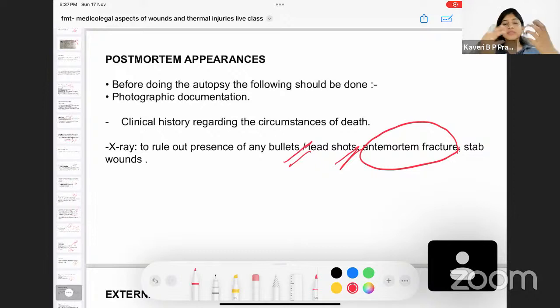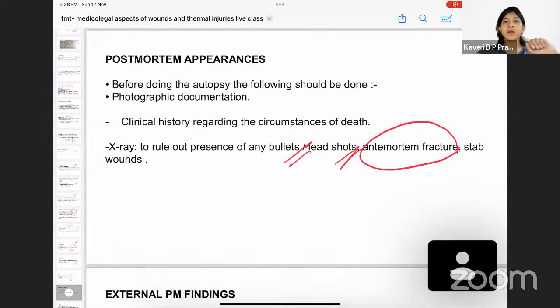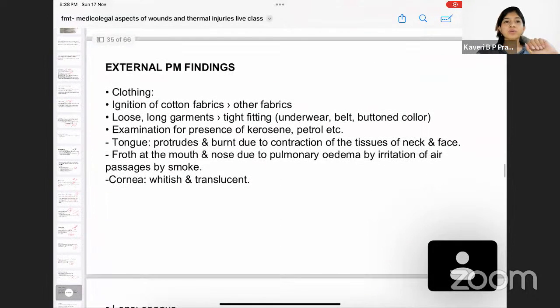So what happens when a burnt body comes to you? It is very difficult for you to externally look at the body and suggest whether anything was a cause of death. Therefore, taking an X-ray, a virtual method of taking an autopsy, would help you understand all these findings better. Coming to the external findings, you have to look at the clothing.